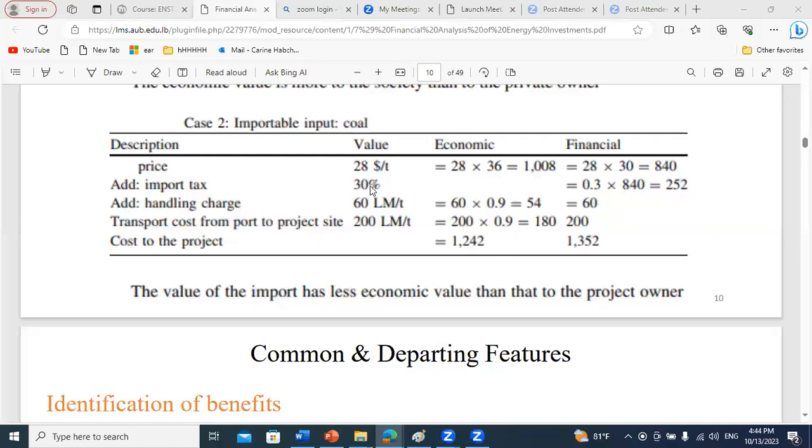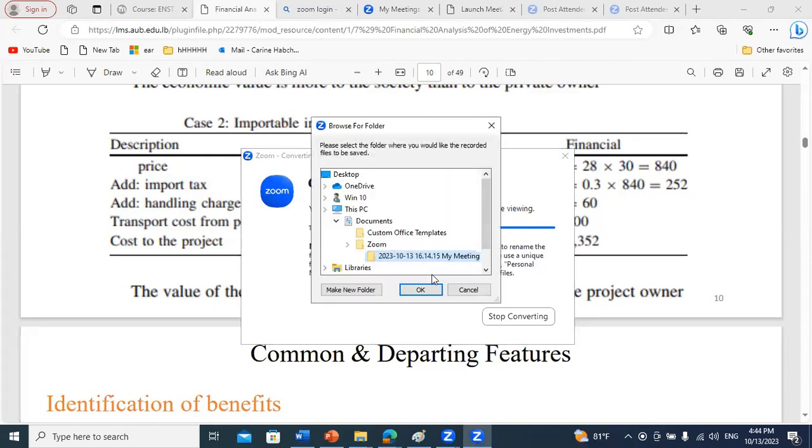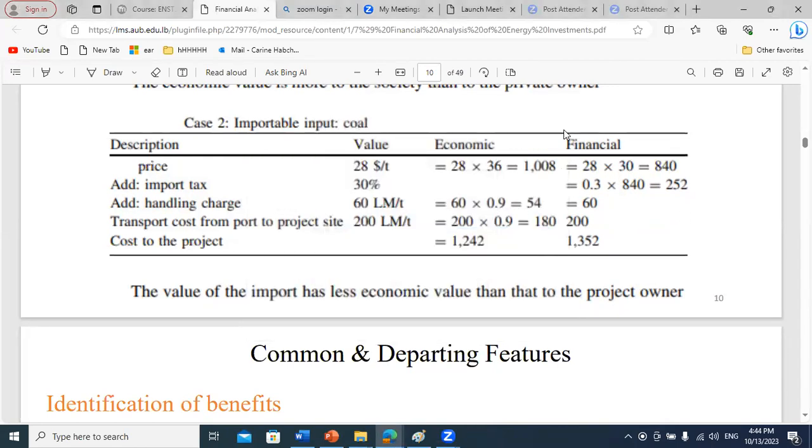Okay, so we were considering the difference in values of importing a certain product when comparing economic and financial analysis. So if we want to find the value on the site for the cost in economic and financial analysis, we should now add all costs before reaching the site. Okay, so first we transform to local money value.